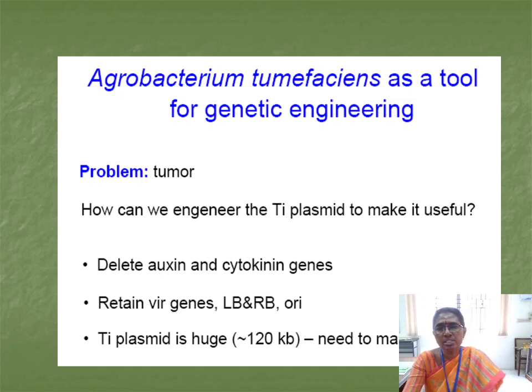Here, how could agrobacterium be used as a tool for plant genetic engineering? The problem is that agrobacterium as such causes crown gall disease, or tumors. So how can we re-engineer the Ti plasmid to make it useful for our gene transfer methods? For that, we have to delete the auxin and cytokinin genes, retaining the vir genes as well as the left border and right border and the origin of replication. And the Ti plasmid is huge, 120 kb, so we have to make it into a small plasmid.